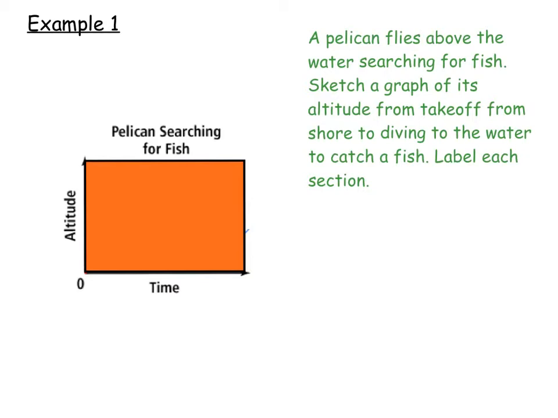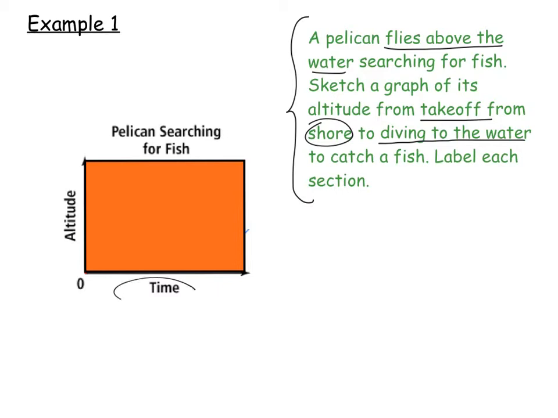Now in example 1, we're given a situation in words, and we need to sketch the corresponding graph. The pelican flies above the water searching for fish, and we need to sketch its graph from takeoff on shore to diving into the water to catch a fish, and we need to label our sections. When you're sketching a graph of a situation, we first need to think about what we are sketching. What are our axes? If we look at time, we're thinking as time passes, how is our bird's altitude changing? Is it increasing or decreasing or constant?